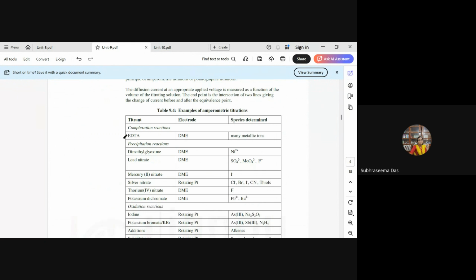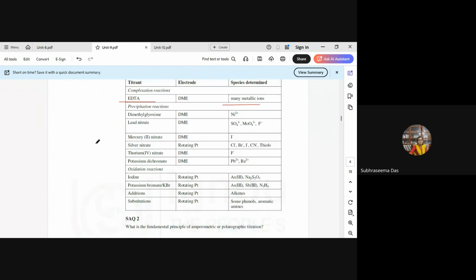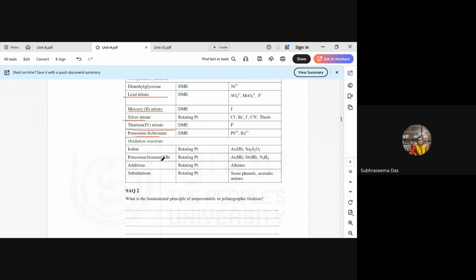amperometric titration: first is EDTA complexation, and many metallic species can be identified. Precipitation reactions using DMG, that is dimethylglyoxime, lead nitrate, mercuric nitrate, silver nitrate, thorium nitrate, or potassium dichromate. It has been used for the identification of different types of ions, like DMG is used for Ni2+, lead nitrate is for sulfate and fluoride, mercuric nitrate can be used for identification of I minus, and likewise.